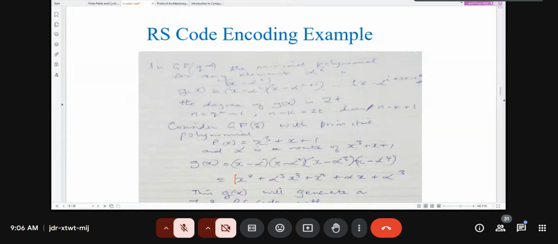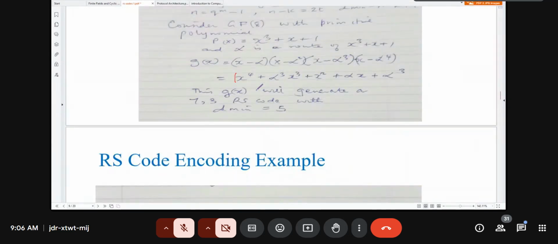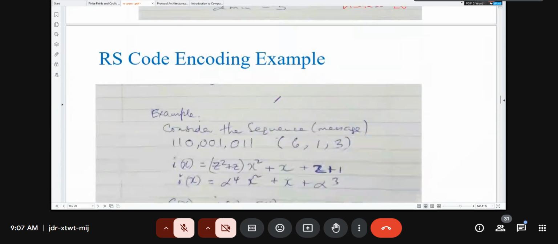So 2t is equal to 4, and that's why our generator polynomial has degree 2t. So this generator polynomial will generate a (7,3) code, because 2t is equal to 4, and n minus k is equal to 2t. So it all depends on what you're trying to correct. And if you have a distance of 5, I think we calculated the distance of 5.